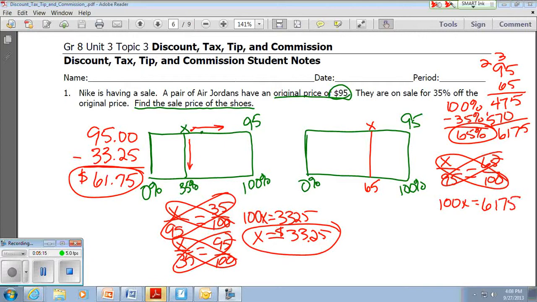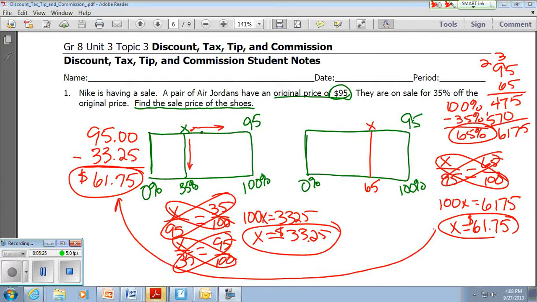61.75, and then divide both sides by 100, and x is equal to $61.75, which was the same as the answer I got with the other strategy. So choose whichever one you like, but make sure that you're coming up with the right answer to the question that's being asked. You do not have to do all of this work. You would just choose one strategy to solve.